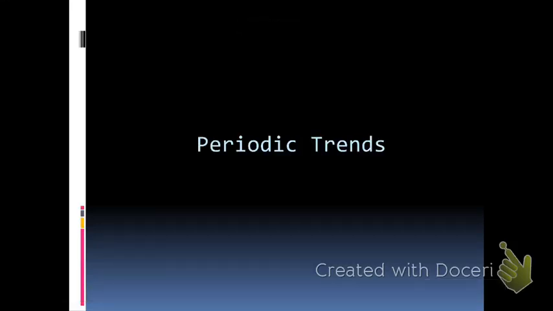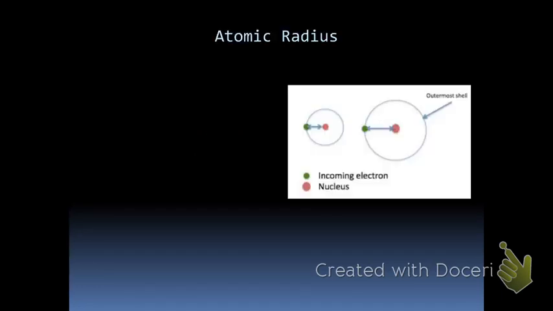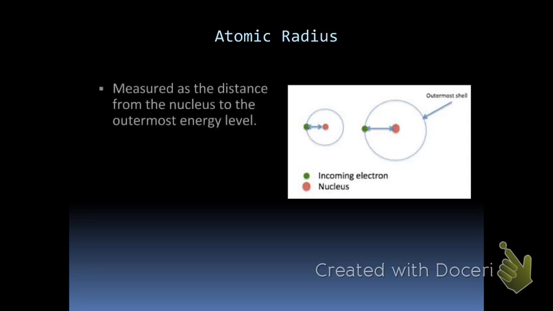All right, today we're starting periodic trends. We have three trends we're going to go over. The first is atomic radius, the second one is ionization energy, and the third is electronegativity. So atomic radius is just merely the distance from the nucleus to the outermost energy level.